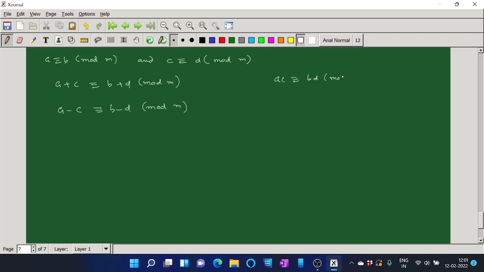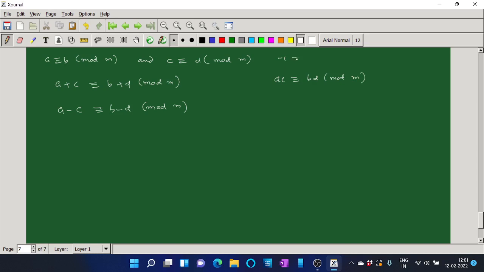So we saw that if A is congruent to B mod M and C is congruent to D mod M, then A plus C is congruent to B plus D mod M. Similarly, we can easily show A minus C is also congruent to B minus D mod M. This is because we have another result here: AC is congruent to BD mod M.